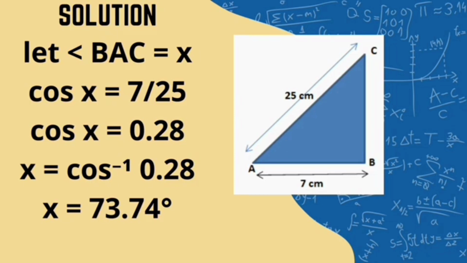From division, cosine X is equal to 0.28. X becomes the cosine inverse of 0.28, which is equal to 73.74 degrees. Please take note of the solutions of all these examples involving special angles.